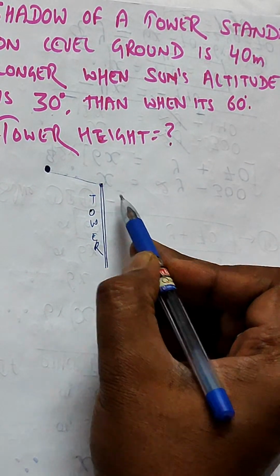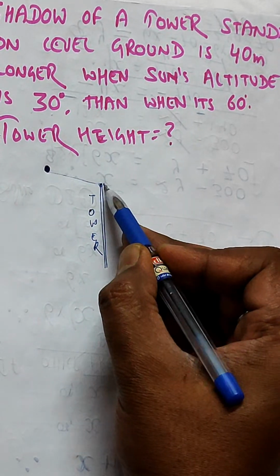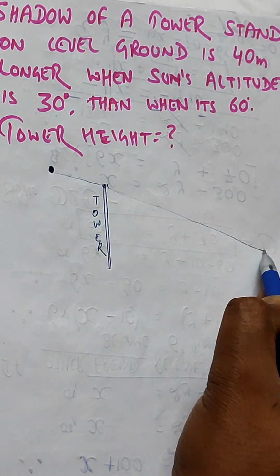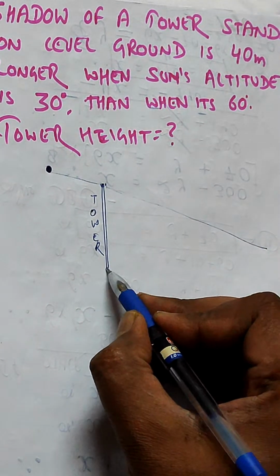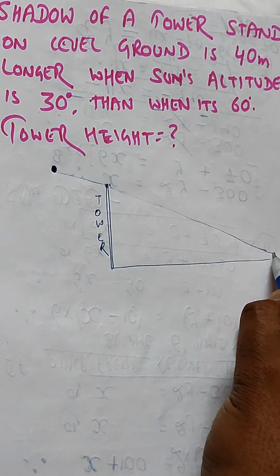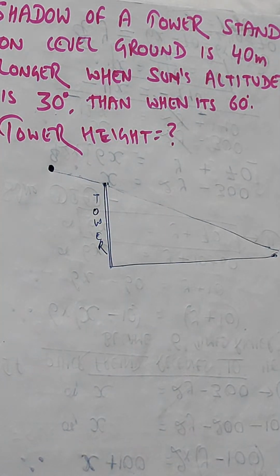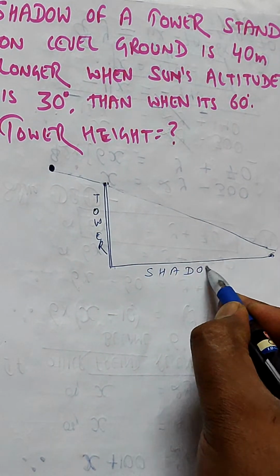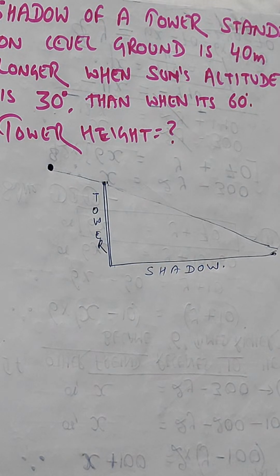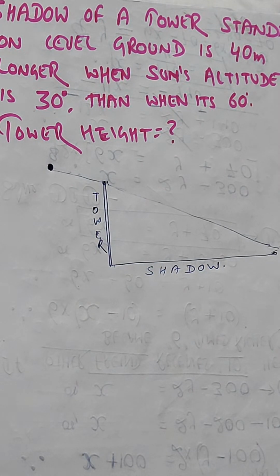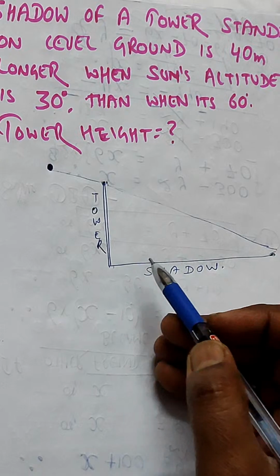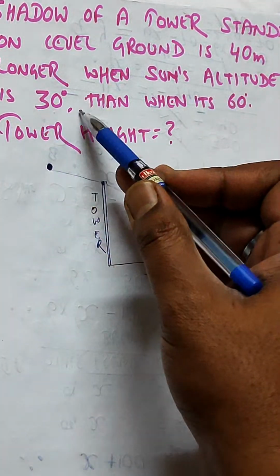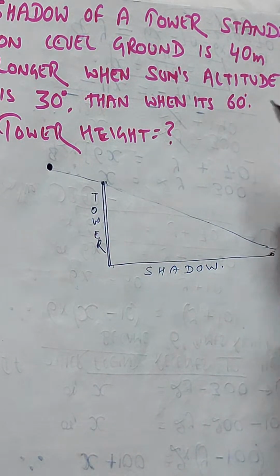the shadow of this tower will be forming on the ground like this here, right? So this is the shadow. Now it's saying that the shadow of a tower standing on level ground is 40 meters longer when the sun's altitude is 30 degrees than when it's 60 degrees, right?